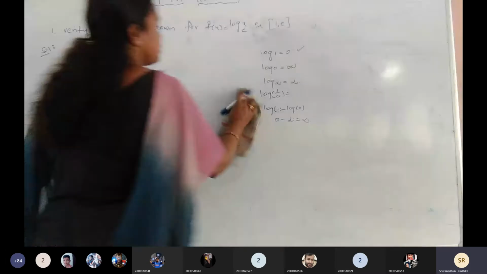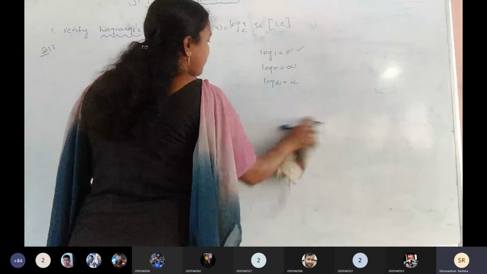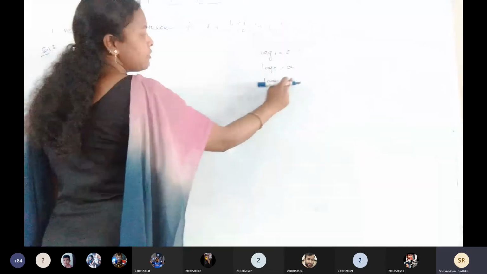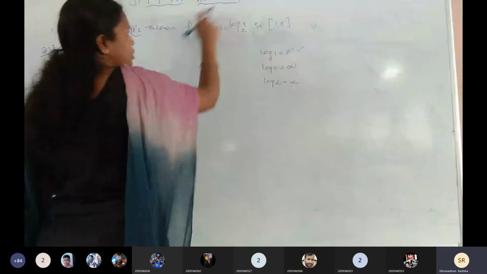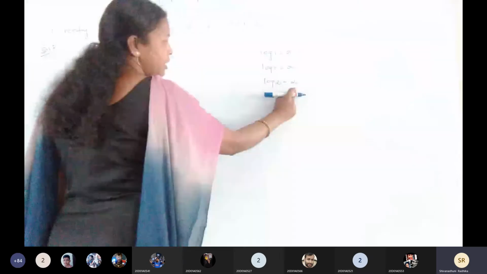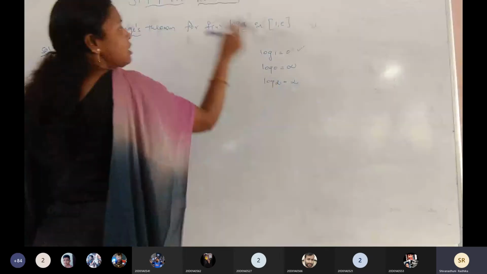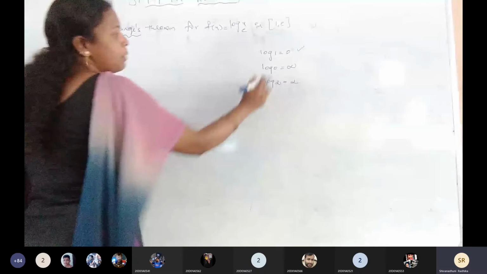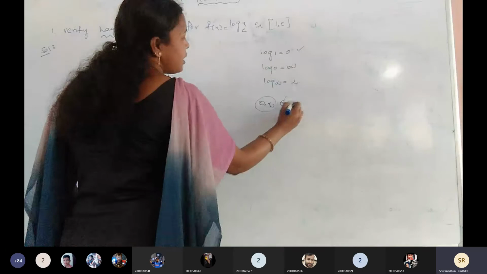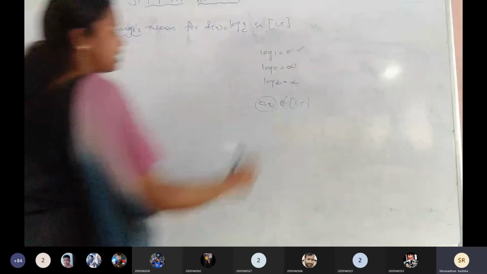Okay, listen. At the point of infinite we are getting infinite, and this total function will be infinite. At the point of 0, the given function is infinite. But 0 and infinite, both do not belong to the closed interval 1 comma e, right?